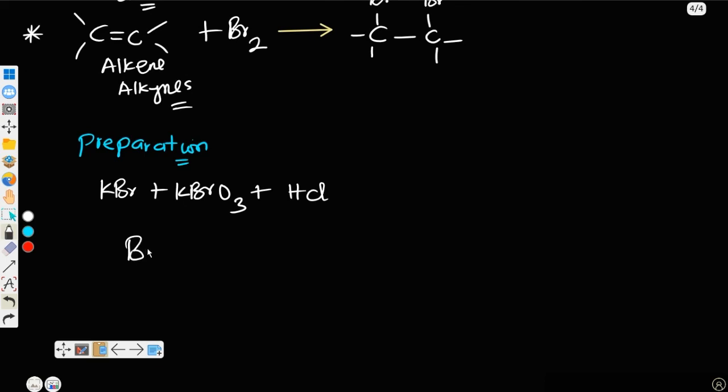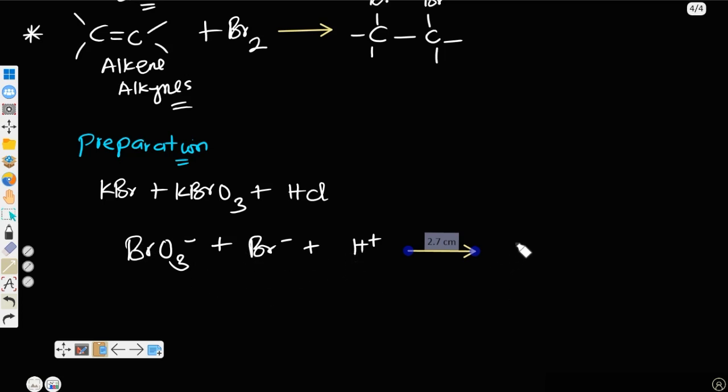Bromate. So the bromate ion will be something like BrO3 minus, plus the bromide ion, plus H plus. You already know that these three things are what you may be given to balance in this reaction: potassium bromide, potassium bromate, and HCl. Of course, the bromate gives us the bromate ion, the bromide gives us the bromide ion, and HCl gives us the H plus ion.